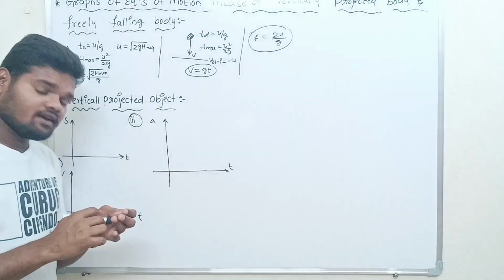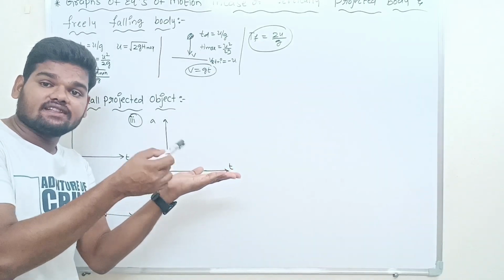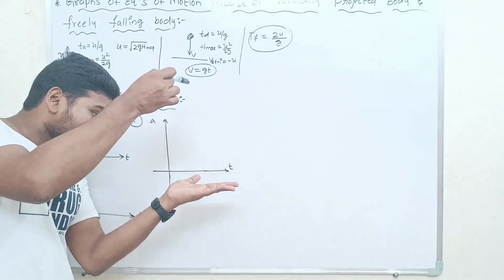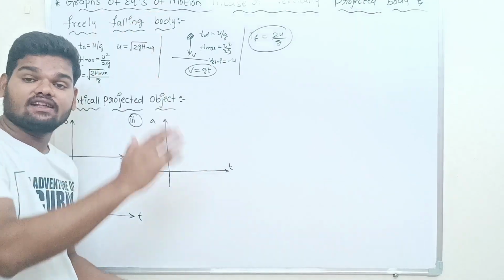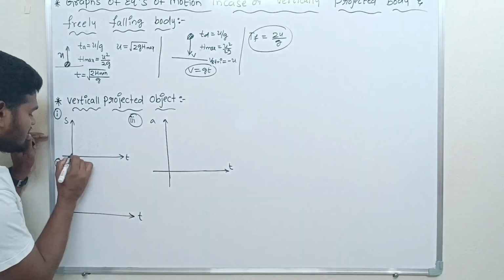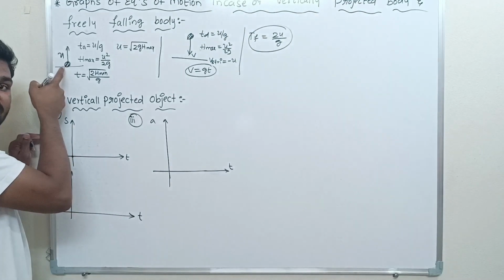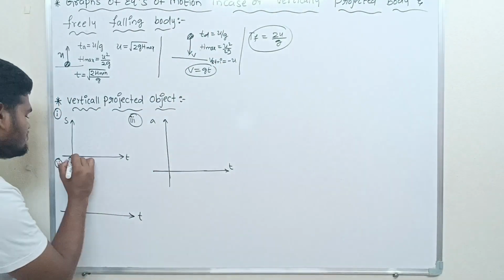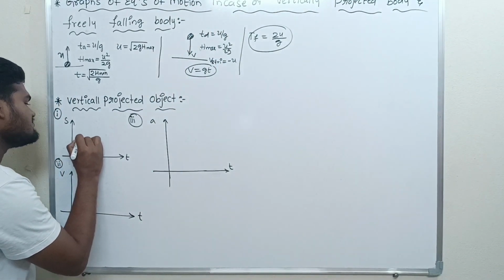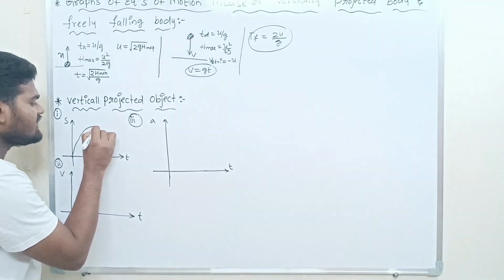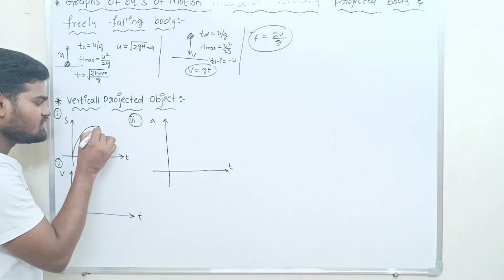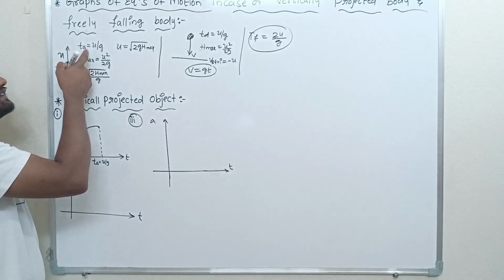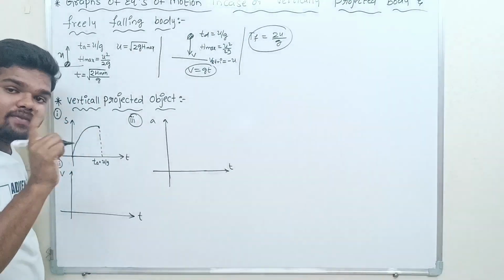Let us consider this is the ground. We projected this object in a vertically upward direction. Now the object is moving like this. That means the displacement of the object increases. Initially the displacement is zero because it is on the surface of the earth, and with respect to time the displacement increases like this. At what time does it reach the maximum height? That is the time of ascent, u by g. At this time the object reaches the maximum height.